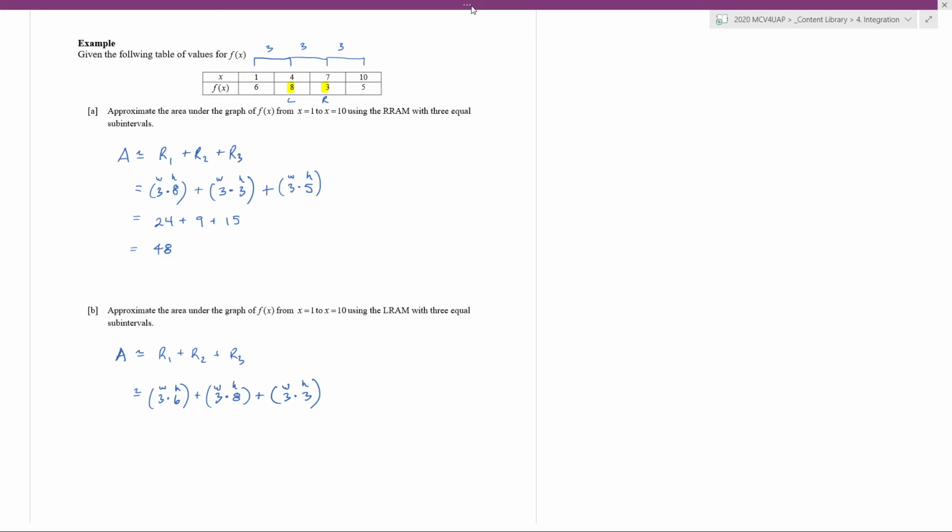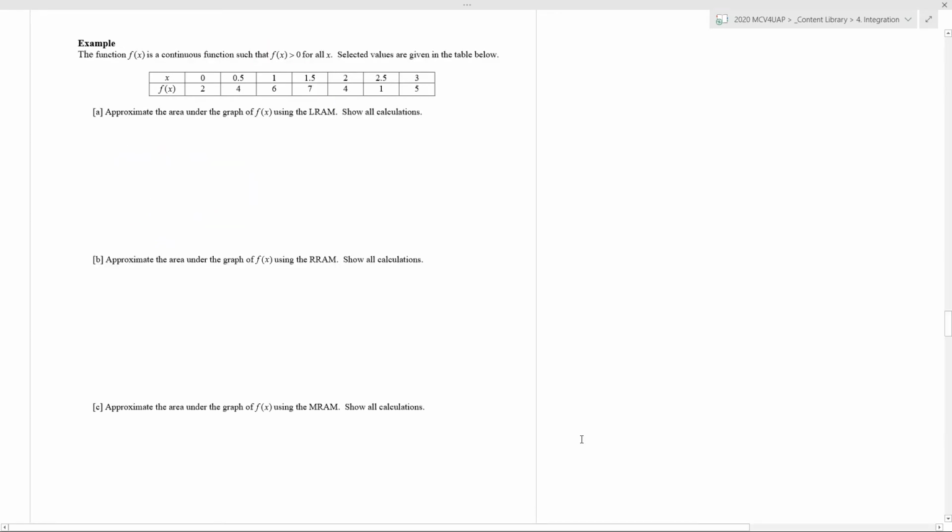And you can see that again, the partition is uniform, so each x value is 0.5 apart. Okay, so we've got 0.5 for all of these. And we want to approximate the area under the graph of that function, even though it's not a graph, we're using a table, using LRAM.